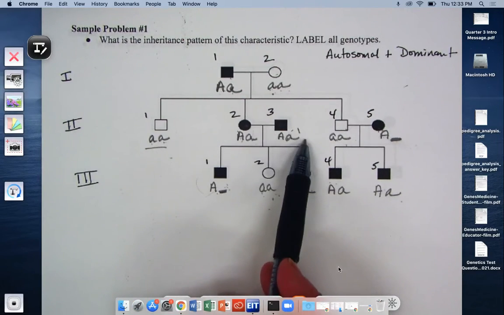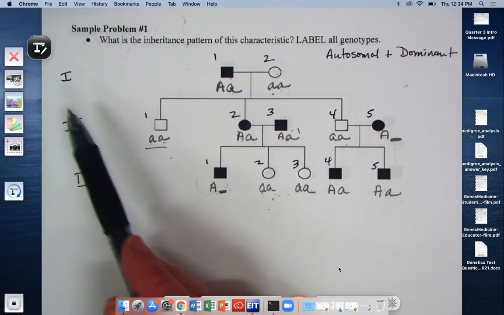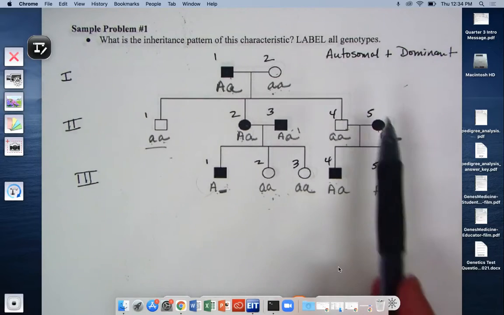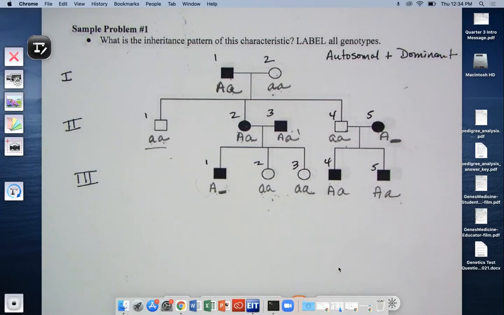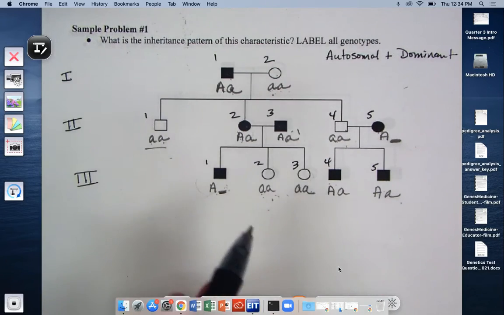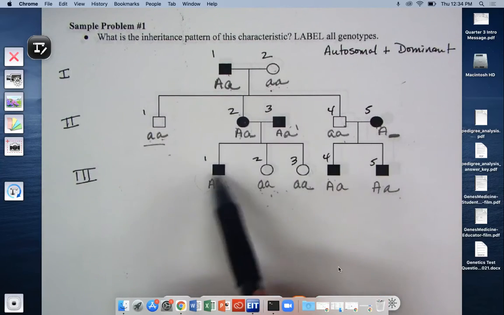And you would tell me capital A, lowercase a. What is the genotype of individual 2, 5? And you would tell me capital A dash. Don't know. How many individuals on this problem have the characteristic? That's asking you to count the shaded boxes. 1, 2, 3, 4, 5, 6, 7.